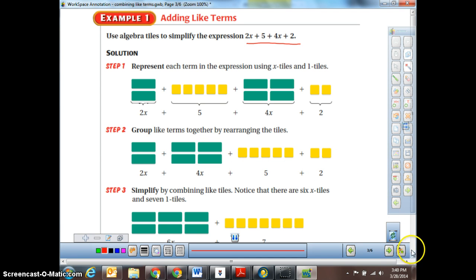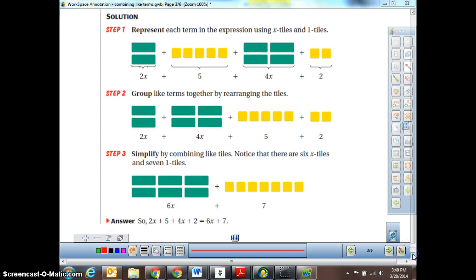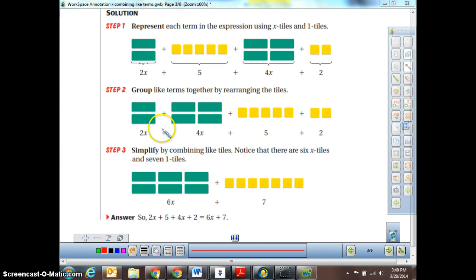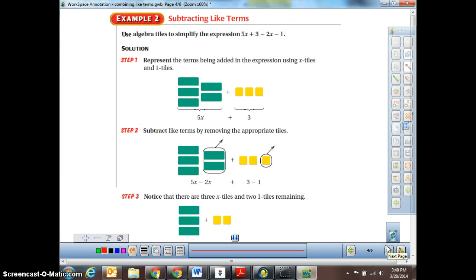And when I go further with that, when I go to evaluate it, I can see these are the same thing, so I can combine them together. 2 x's plus another 4 x's gives me a total of 6 x's. When I have 5 plus 2, I end up with a total of 7. So therefore, my original expression, 2x plus 5 plus 4x plus 2, can be evaluated or simplified down to 6x plus 7.